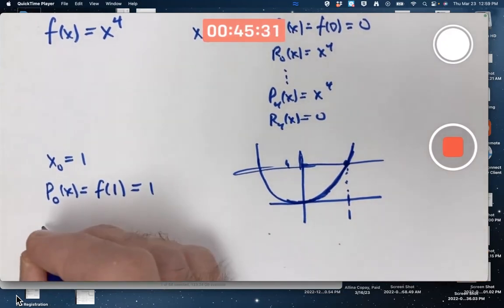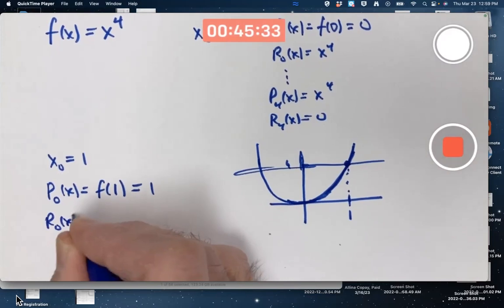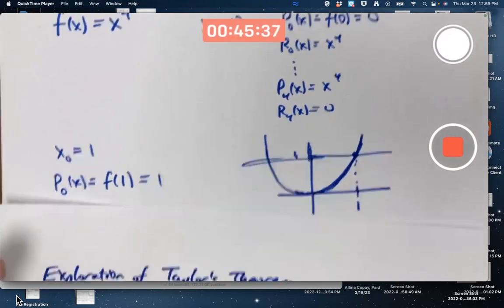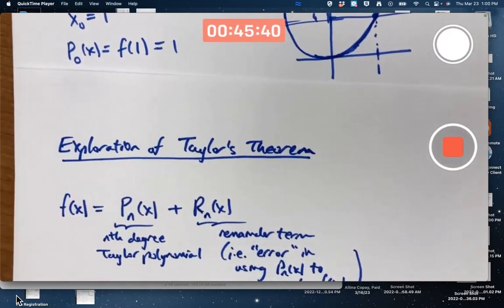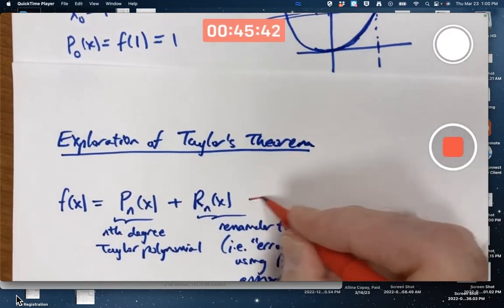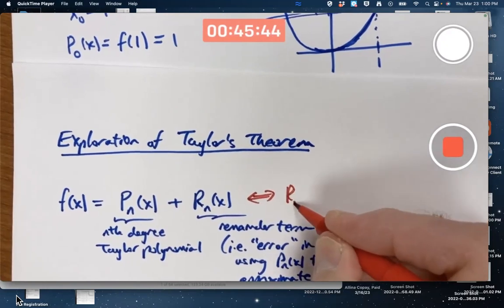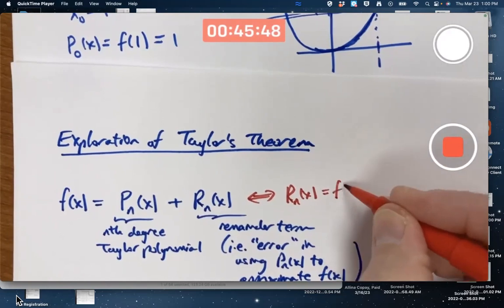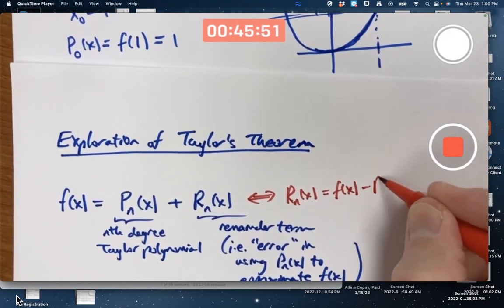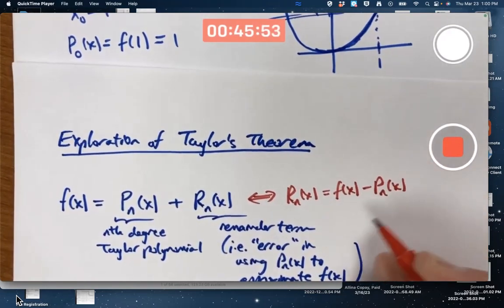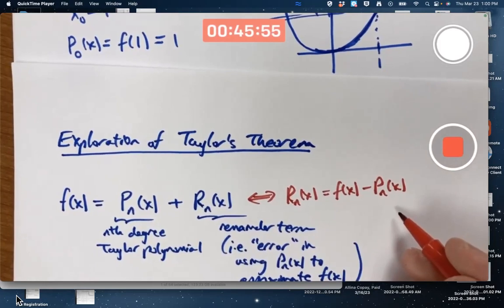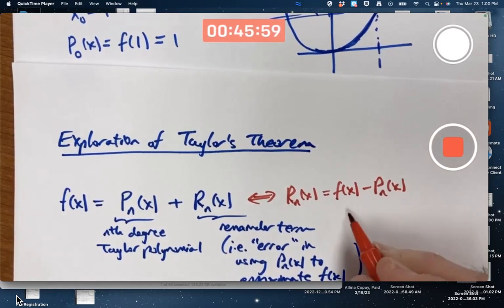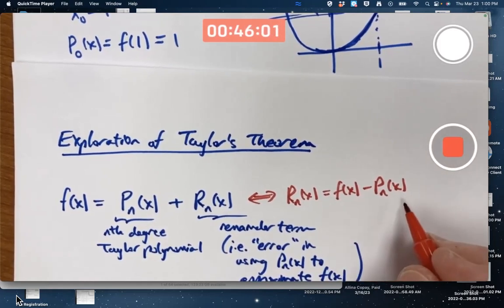What would the remainder be? You can, if you want, always think of the remainder in another way. You can solve this equation for the remainder to say the remainder is the function we're trying to approximate minus the approximation. It is like an error term, actual minus approximate. Remember, error is actual minus approximate, goes in alphabetical order. f of x is the actual, Pn of x is the approximation.